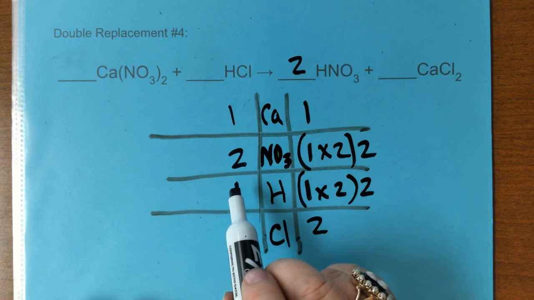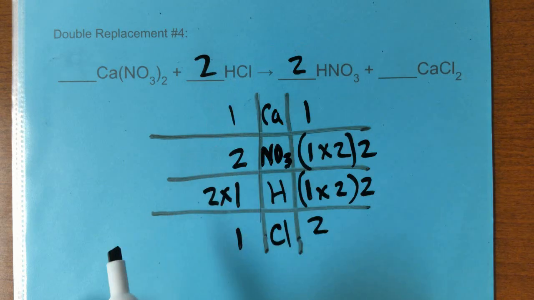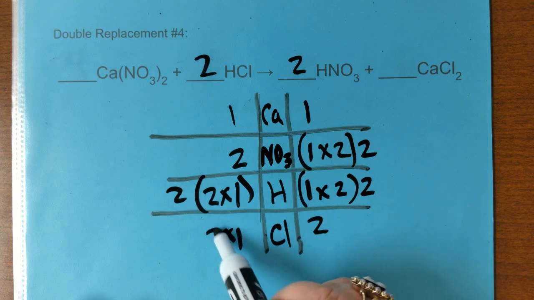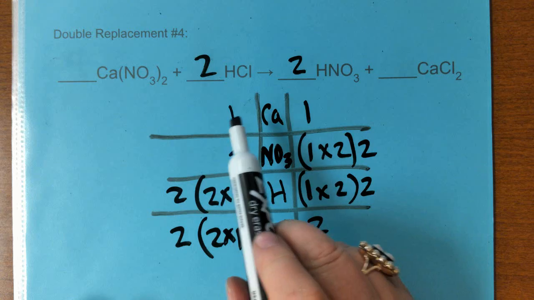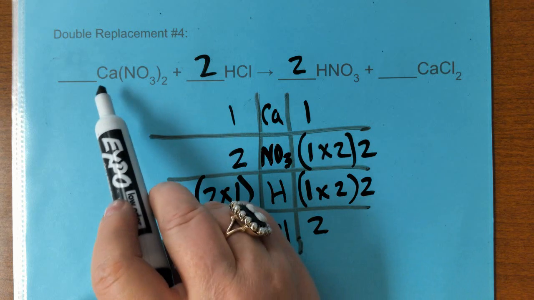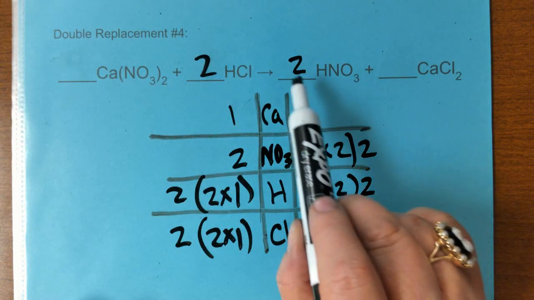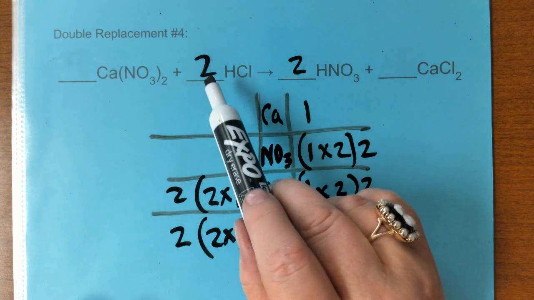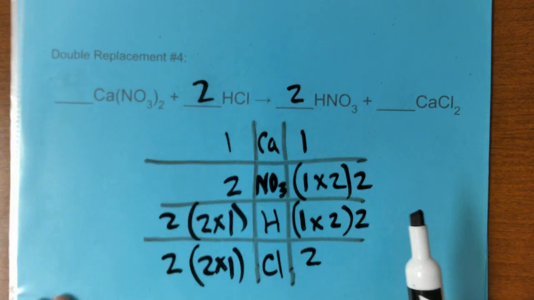So now I need to get 2 hydrogen on this side. I need to multiply this by 2. Find your hydrogen, put a 2 in front of it, changes hydrogen to 2, but it also multiplies that chlorine by 2. So 1, 1, 2, 2, 2, 2, 2, 2. 1 calcium, 1 calcium. 2 nitrates, 2 nitrates. 2 hydrogens, 2 hydrogens, 2 chlorines, 2 chlorines. I am balanced.